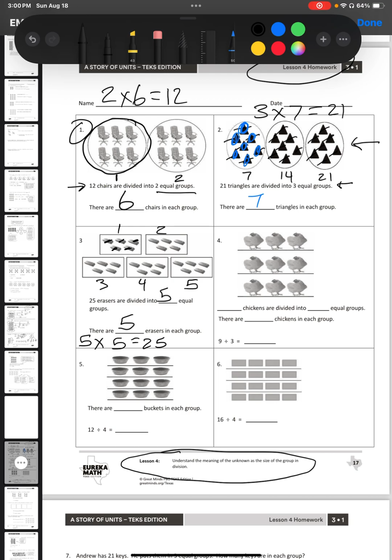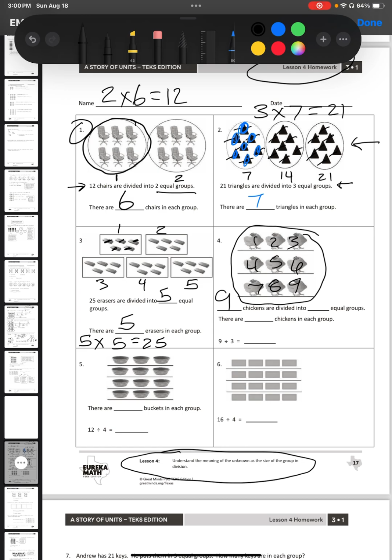Problem 4 is about chickens. Blank chickens are divided into blank equal groups. There are blank chickens in each group. Boy, howdy, that's a lot of blanks. Let's break this down. Blank chickens. So we're looking for how many total chickens there are. Well, you can go through and count them. 1, 2, 3, 4, 5, 6, 7, 8, 9 total chickens are divided into how many equal groups?